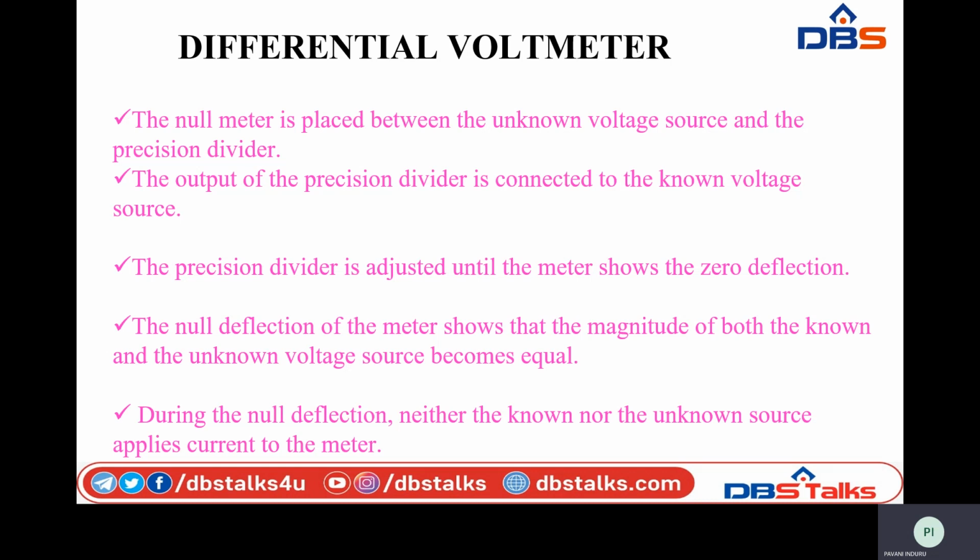The potential divider is adjusted until the meter shows zero deflection. It shows the zero value, which is the indication that the magnitudes of both the unknown and known voltages are equal. During this time, neither the known nor the unknown source applies current to the meter. So during the null deflection, the current flowing through the PMMC galvanometer will be almost zero. That means there is no current drawn by the meter during the null deflection time.